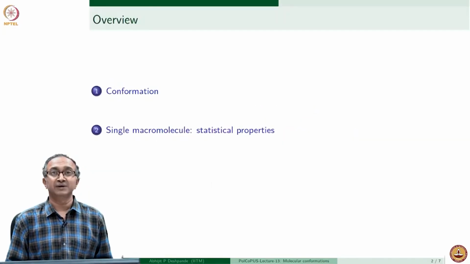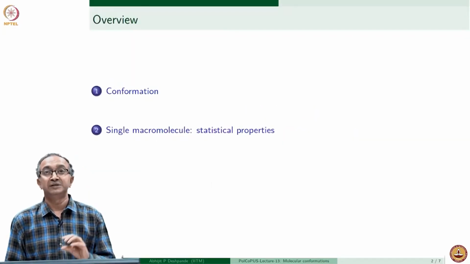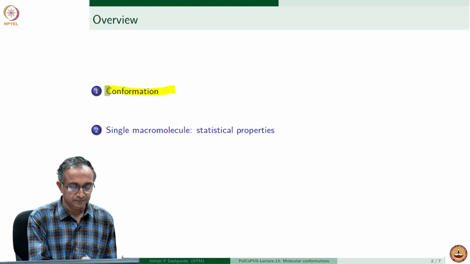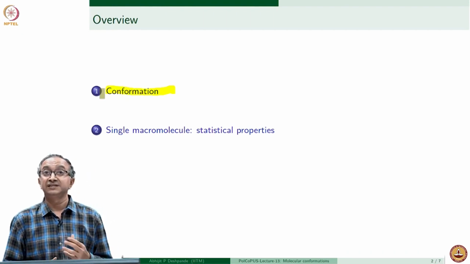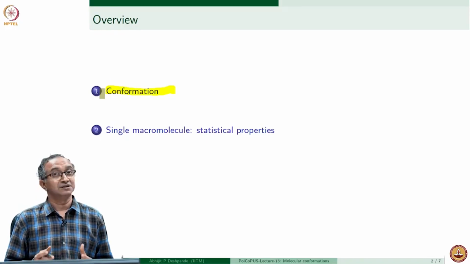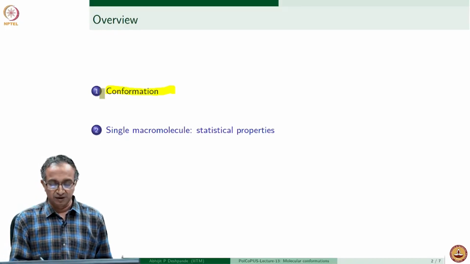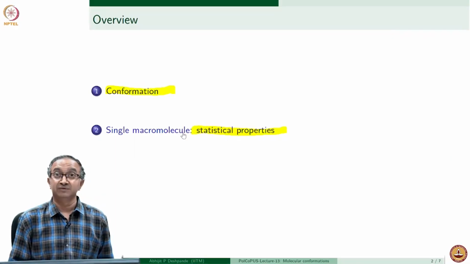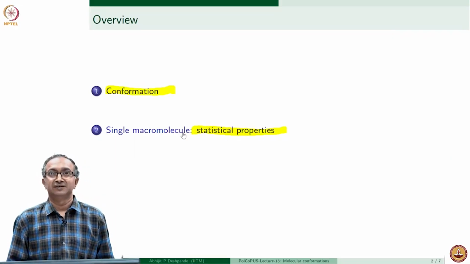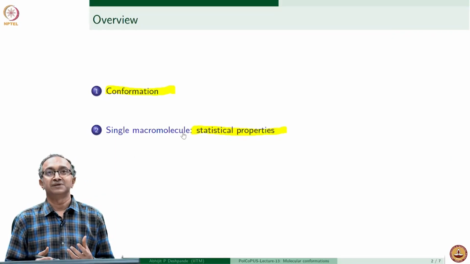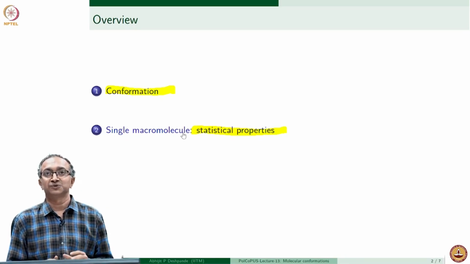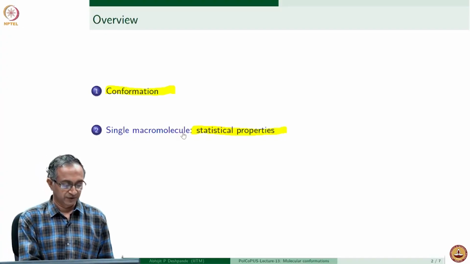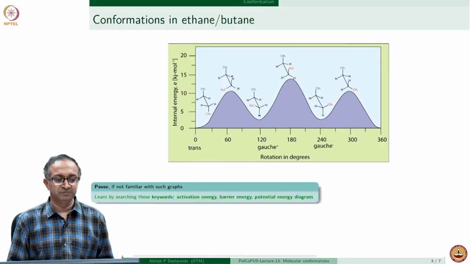And so, we will begin by first looking at what we mean by conformation, and we will see that because of the changes in conformation that a single macromolecule can undergo, a single macromolecule becomes a statistical object. It has a randomness associated with it. So, we will try to understand concepts related to randomness and statistical properties of a macromolecule. So, let us first look at what we mean by conformation.